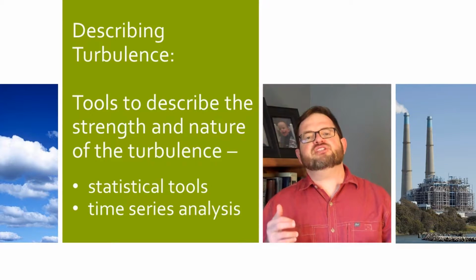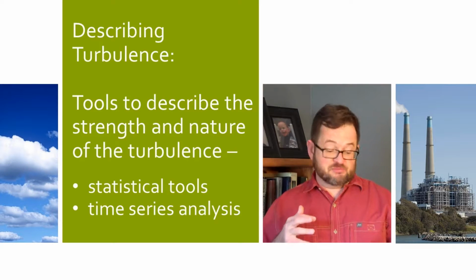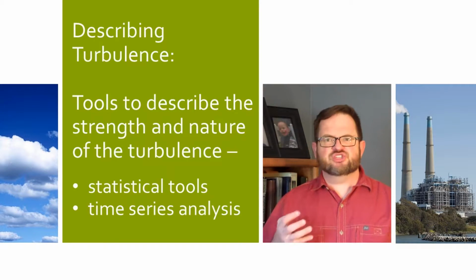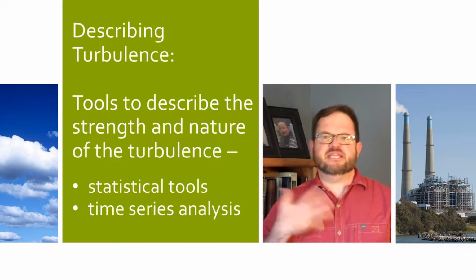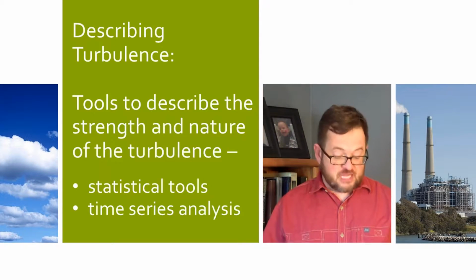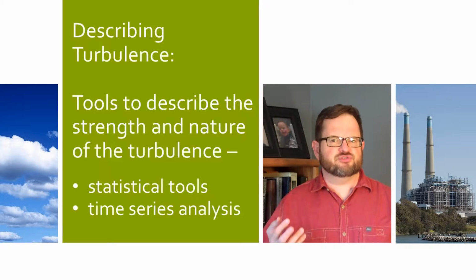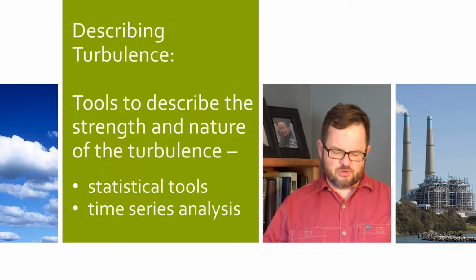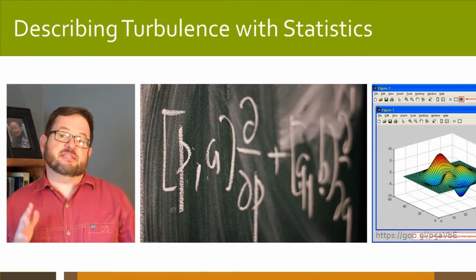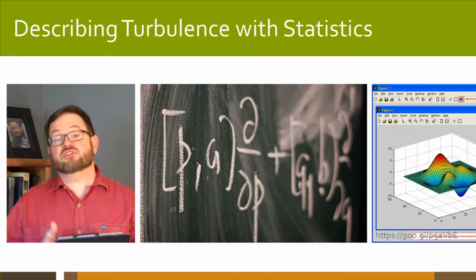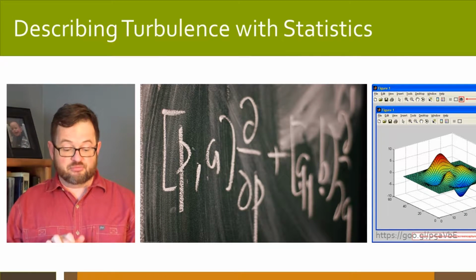And I'm going to tell you that there's going to be two types of tools that we're going to be using. There's going to be statistical tools. These are going to be descriptive statistics, like the mean and the variance and the standard deviation. Or there's going to be time series analysis tools like power spectra and fast Fourier transforms and so on. But let's start off by talking about the much simpler idea of describing turbulence using its statistical properties.